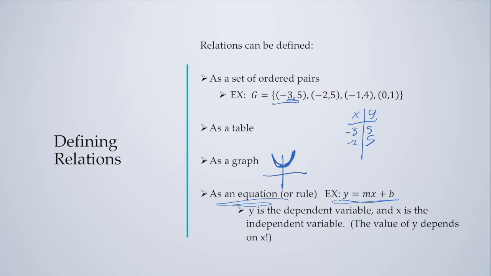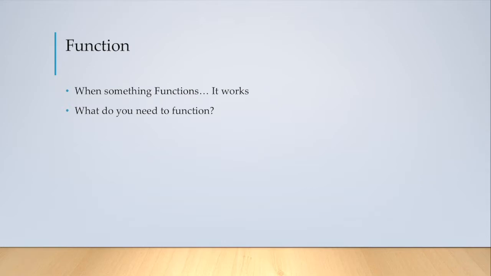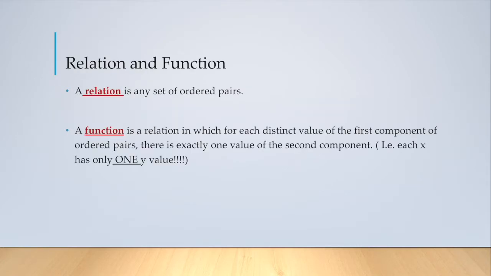And the reason we were defining relation was in order to build up to defining what a function is. When I first started talking about functions, we talked about vending machines, right? When something functions, it works. How would our vending machine work? So a relation is any set of ordered pairs, but a function is a relation in which for each distinct value of the first component, there's exactly one value of the second component, i.e. each x has only one y.